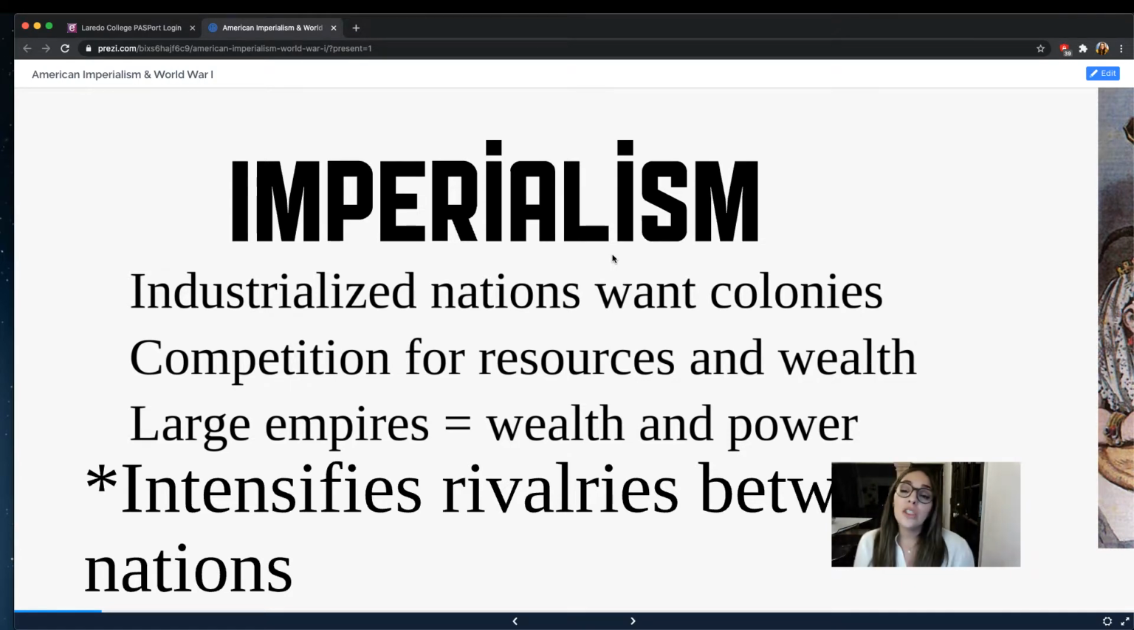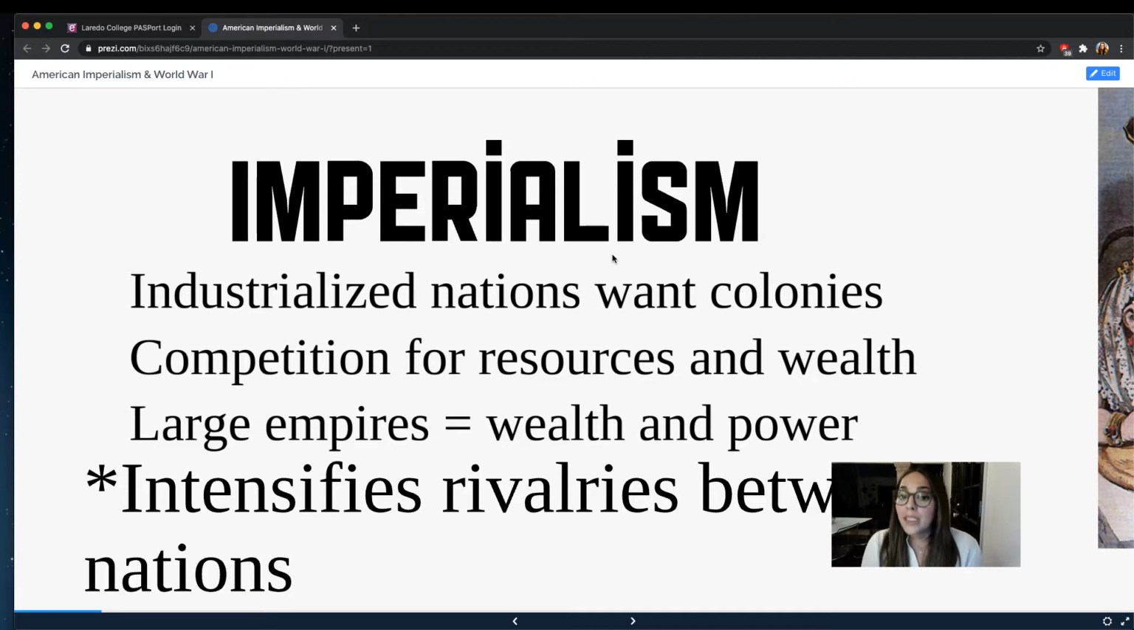Another long-term cause of World War I is, of course, imperialism. So in the last lecture, we talked about American imperialism and what steps the United States took to sort of build an empire. Well, the fact of the matter is that other countries were doing that too. In fact, they'd been doing it already for some time, and the United States was just kind of getting late into the game. So what happens here is you have all of these industrialized nations that want colonies, okay?